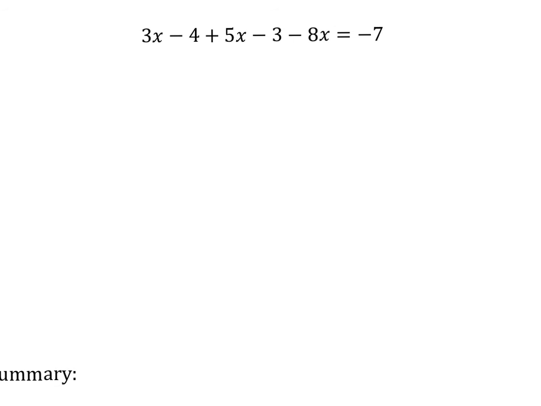Okay, let's take a look at our last example. So let's solve this equation here, and I see a couple like terms. I see a 3x plus 5x. 3x plus 5x is 8x, minus 8x is 0x, so those cancel out. I'm just going to cross them out. And then I see a -4 minus 3, and a -4 minus 3 is a -7. It's equal to a -7.